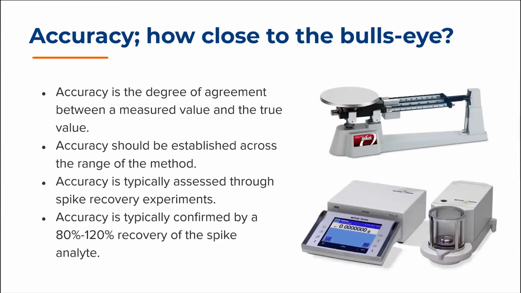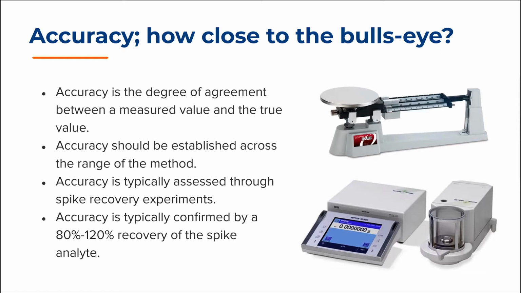So let's start with accuracy. To get an intuitive feel for accuracy, take these two balances. We would expect that the balance capable of measuring to 6 decimal places, the balance on the bottom, would be capable of measuring a mass closer to the true value than the scale on the top, which can only measure mass accurate to the first decimal place. We can easily understand accuracy based on this simple analogy.